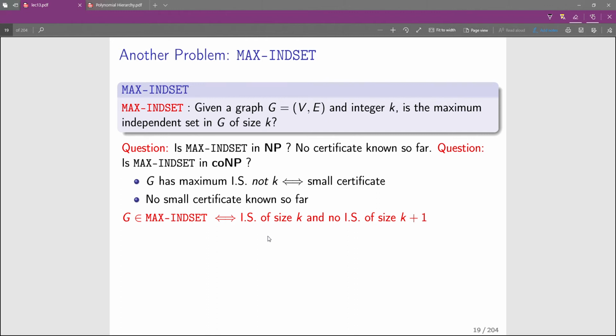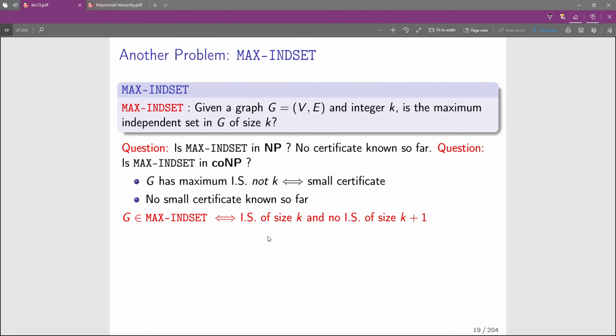So we only check for size K plus 1, because intuitively, if you check that there is no independent set of size K plus 1, then there cannot be an independent set of size K plus 2 or K plus 3 for that instance. Any set of size K plus 2 will have K plus 1 vertices in it, and you have proved for all sets of K plus 1 vertices that it is not an independent set, right?